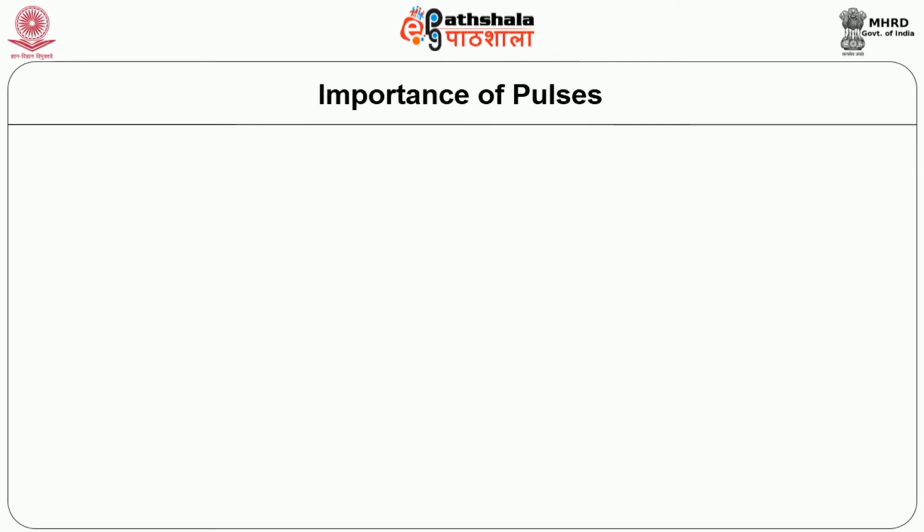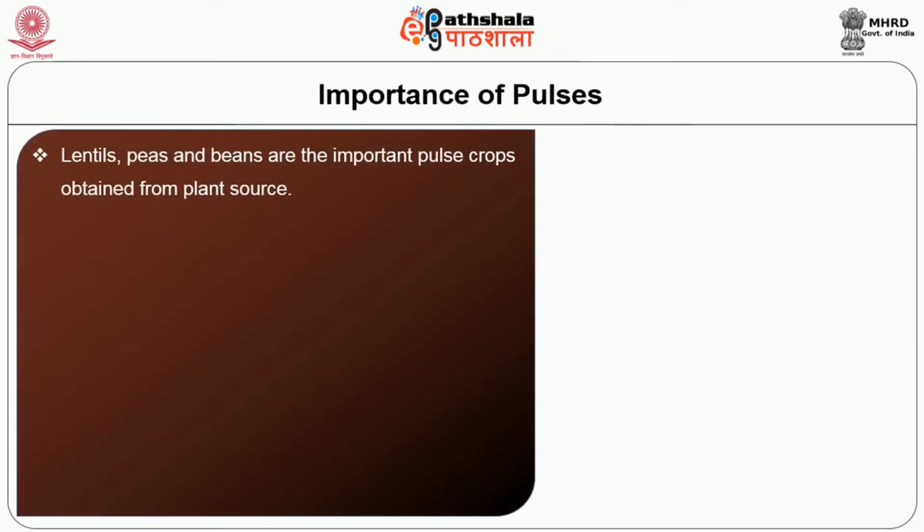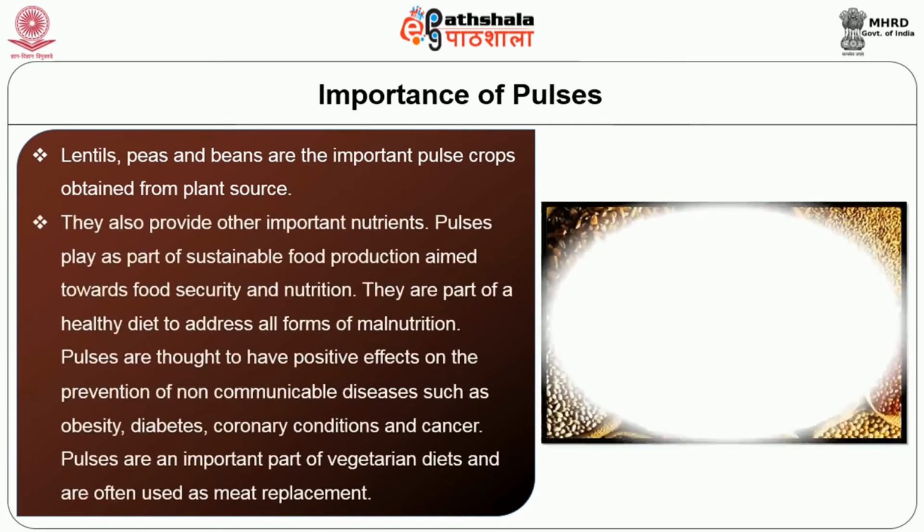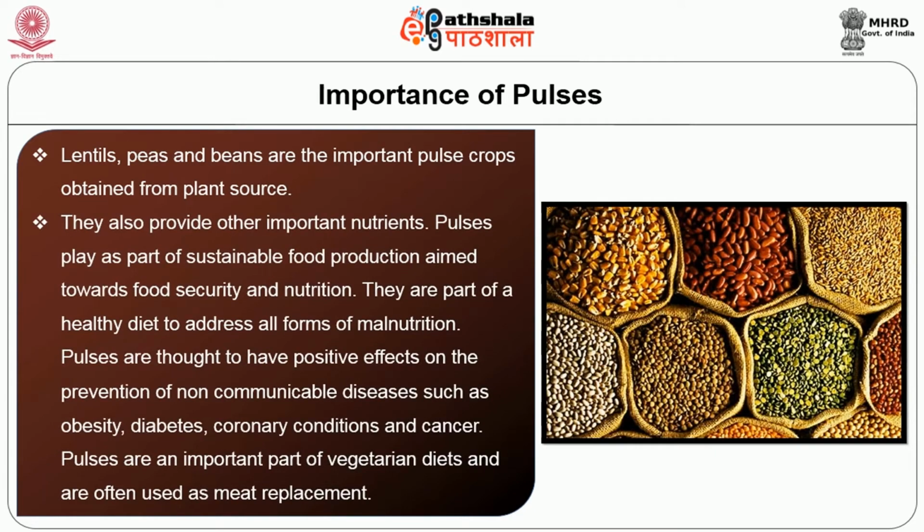Next is importance of pulses. Lentils, peas and beans are the most important pulse crops obtained from plant sources. They also provide other important nutrients to foods. Pulses play a part in sustainable food production aimed towards food security and nutrition. They are a part of a healthy diet to address all forms of malnutrition. Pulses are thought to have a positive effect on the prevention of non-communicable diseases such as obesity, diabetes, coronary conditions, and cancer. Pulses are an important part of vegetarian diets and are often used as a meat replacement.